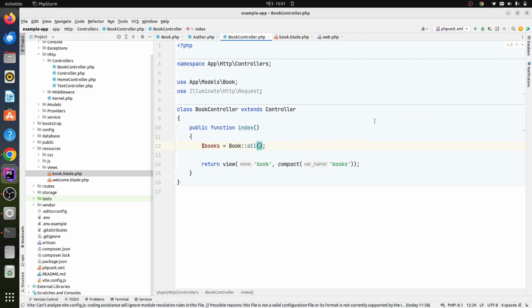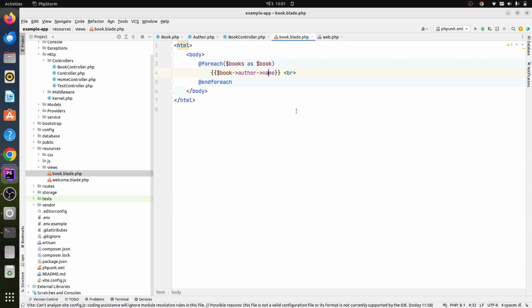Let's talk about N+1 query in Laravel. To understand this N+1 query, let's see an example. Let's look at this blade file. In this blade file, what we are doing is displaying the name of the author of the book, right?